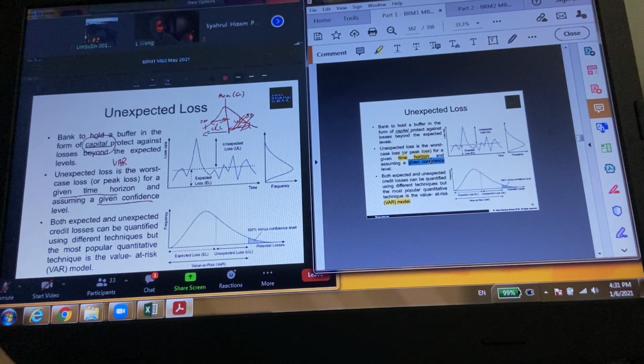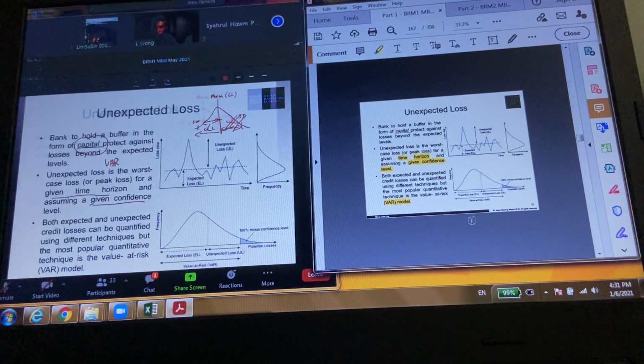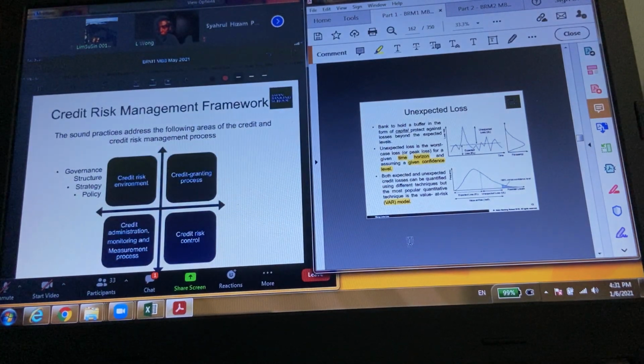The higher the time horizon and the higher the confidence level, the bigger the unexpected loss, which means more capital is required. That's what it means. So that is what you just need to know for this part. You don't need to go beyond that.